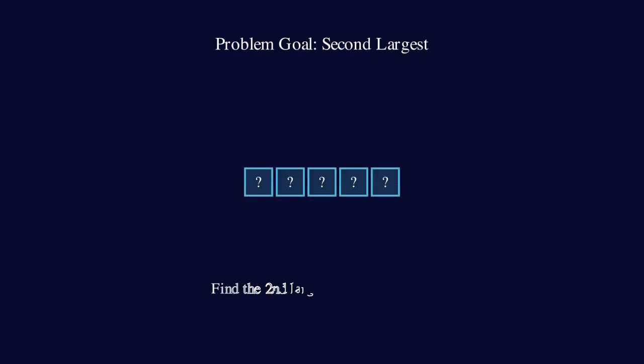We're given an array of positive integers. Our goal is to find the second largest distinct number. Distinct means it must be different from the largest. If every number is the same or there's only one unique value, we return -1.